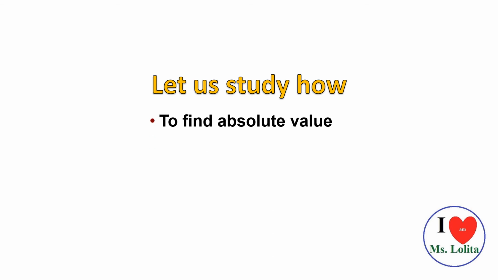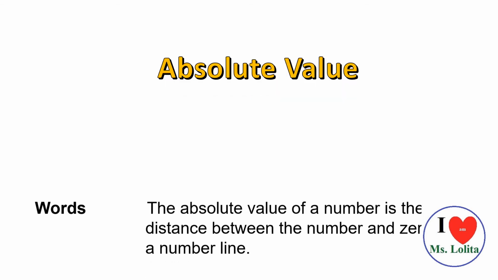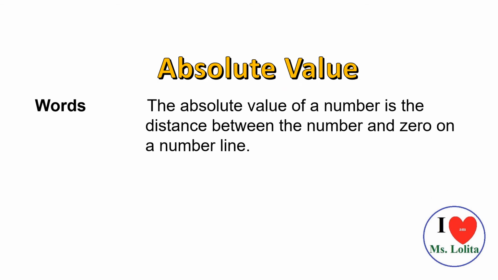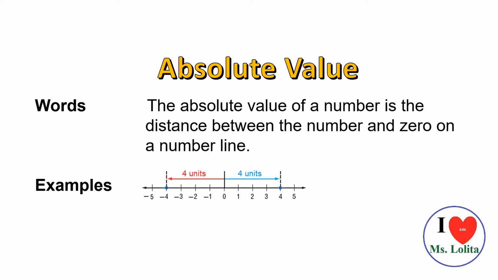Let us study how to find the absolute value. An absolute value of a number is the distance between the number and 0 on the number line. If our absolute value is 4, therefore from 0, it is 4 units to the left and 4 units to the right. So, the absolute value of -4 is 4, and the absolute value of +4 is also 4, because they have the same units of distance from 0.